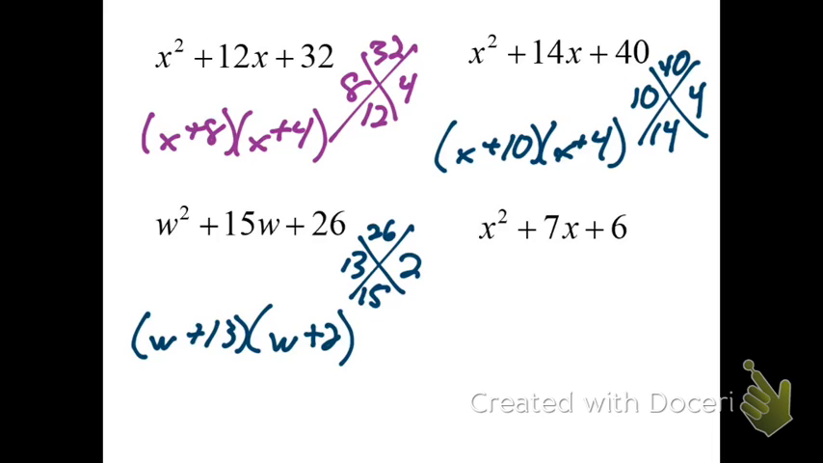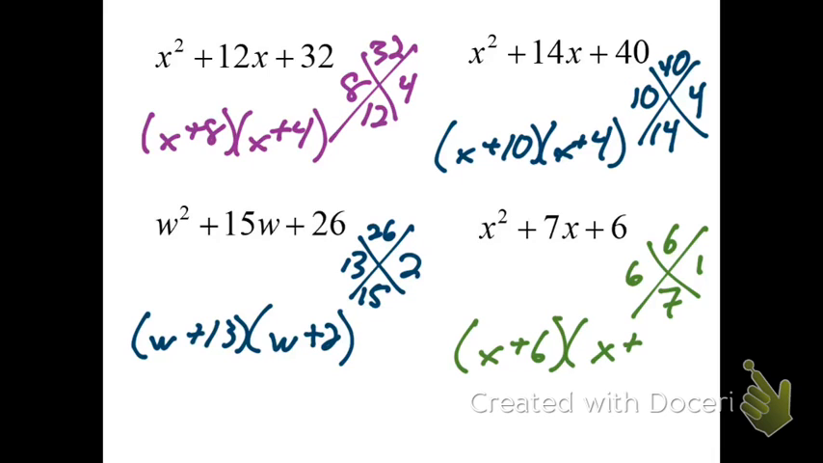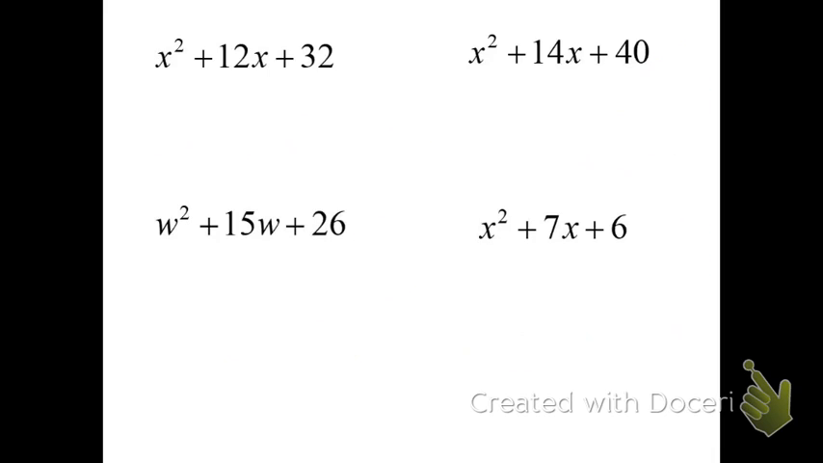So now let me change it up a little bit. Maybe do a little dark green. Why not? Let's do it. So two numbers multiply to 6 and add up to 7. That's going to be 6 and 1. Okay. So I have x plus 6, x plus 1, and I'm done.